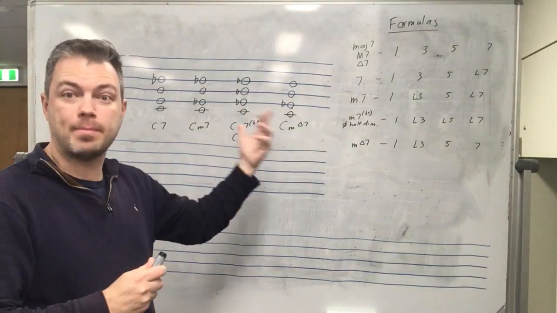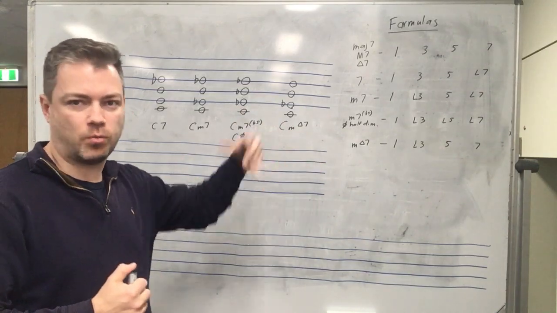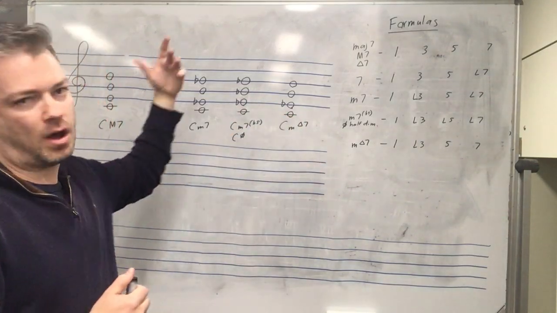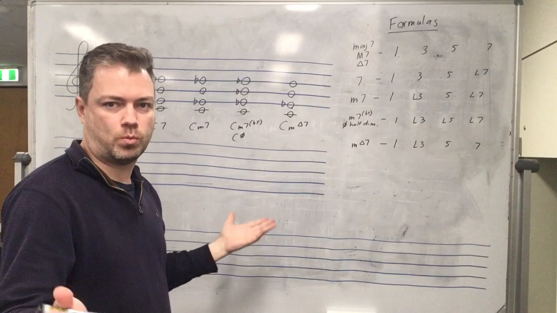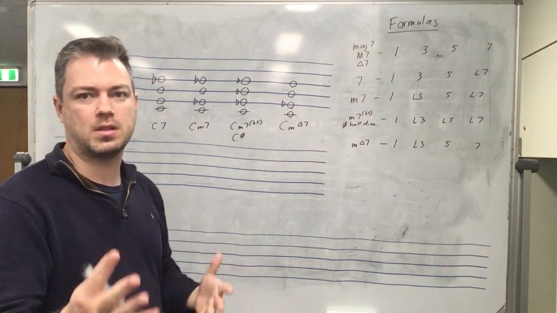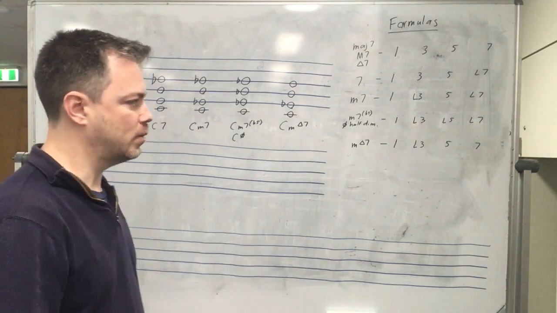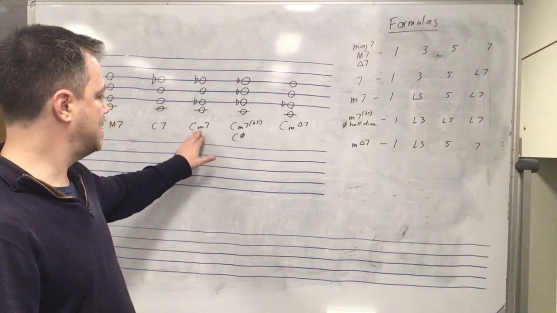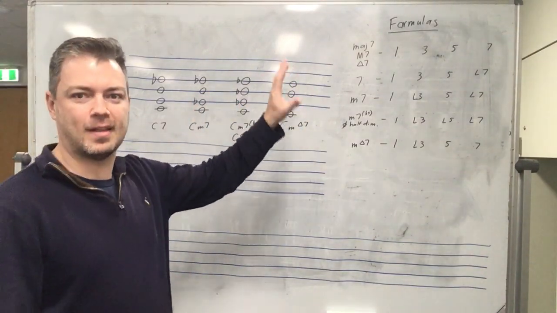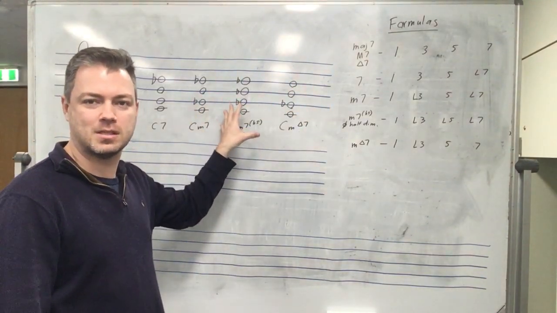And this is just one method of doing this. There are other ways of working this out. I think this is the easiest way, which is why I teach it this way. I always try to find the easiest way to explain it. But yes, we're just using the major scale as a tool to help us get to the correct answer.